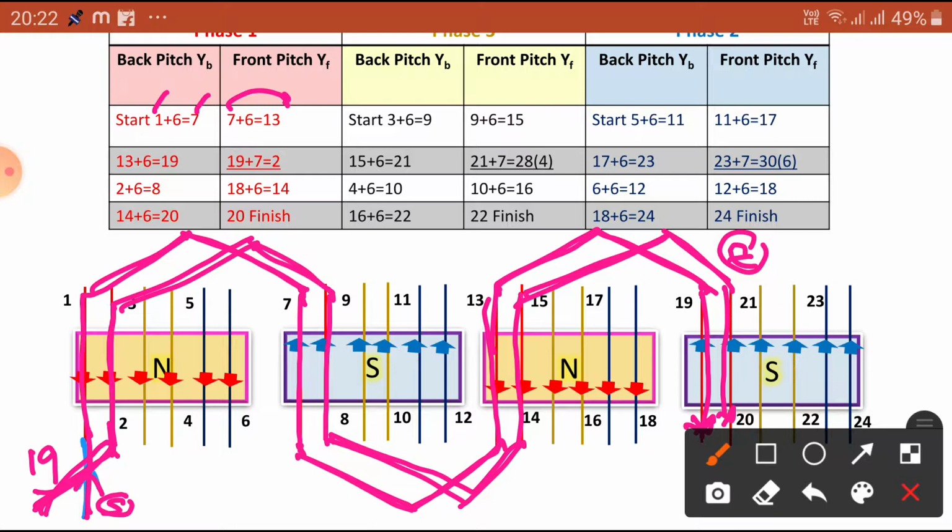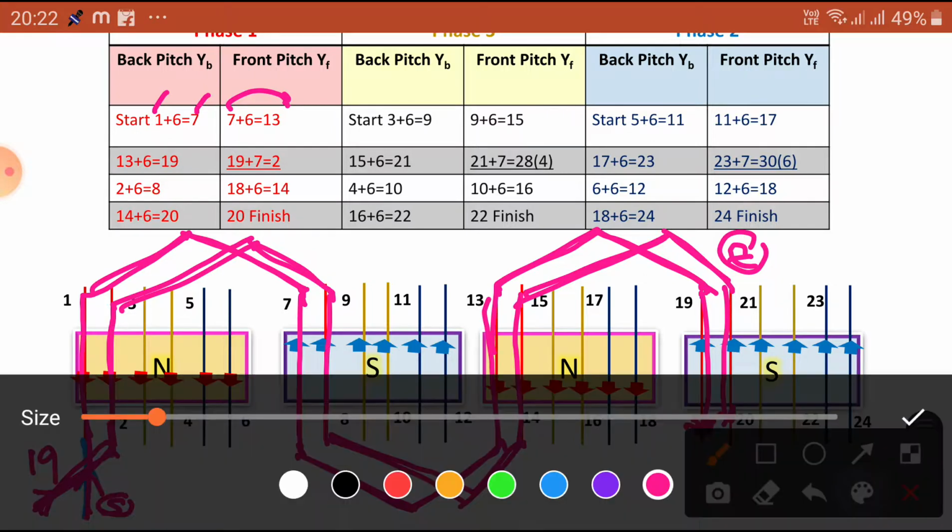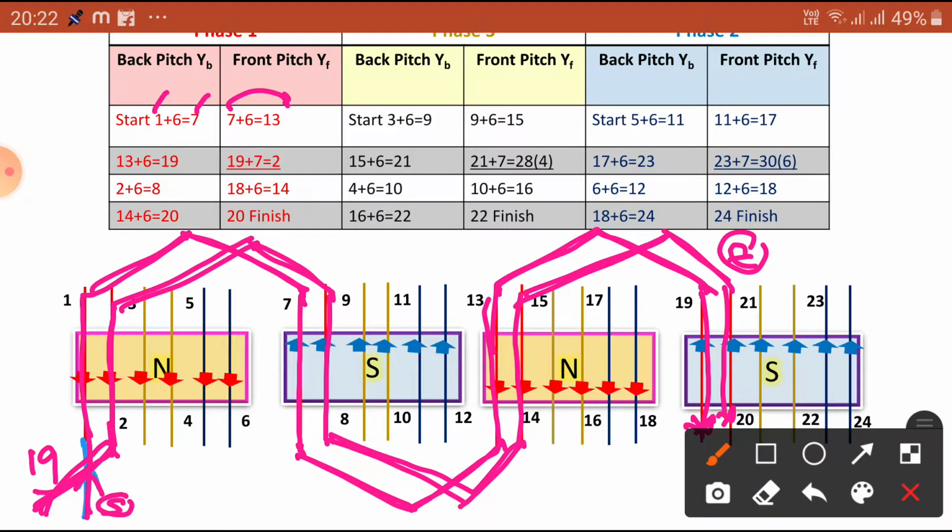Similarly, you connect the Y phase. So where does the Y phase start? Here, the second slot is where it starts. So that is called the third slot. You are going to connect the third, this is the third. Dear students, you can connect carefully.